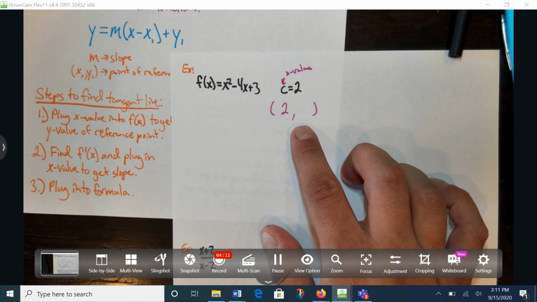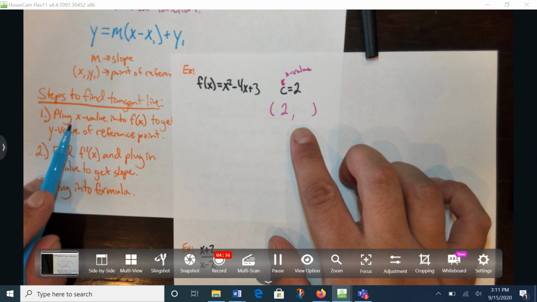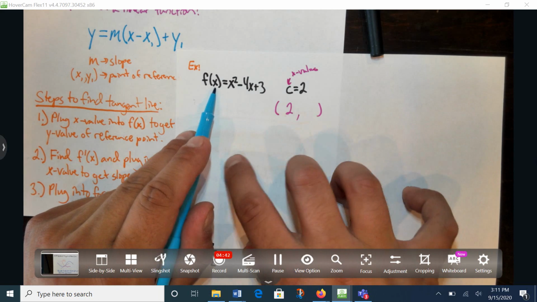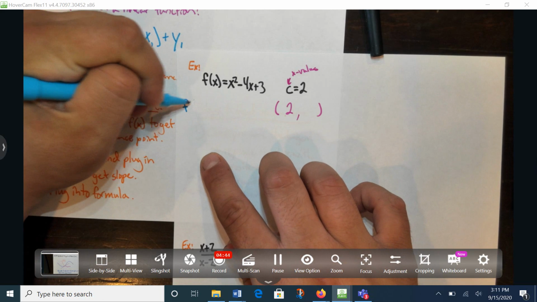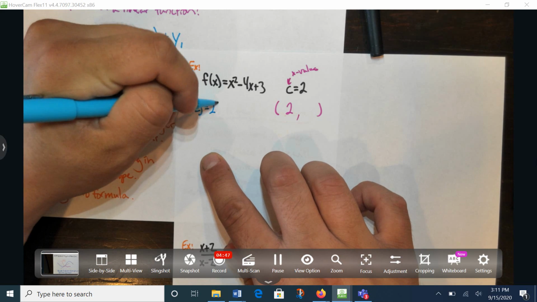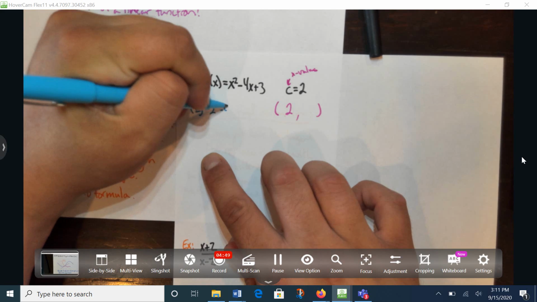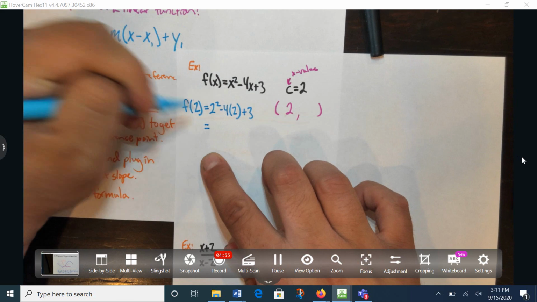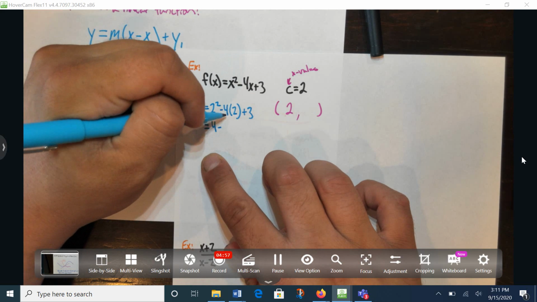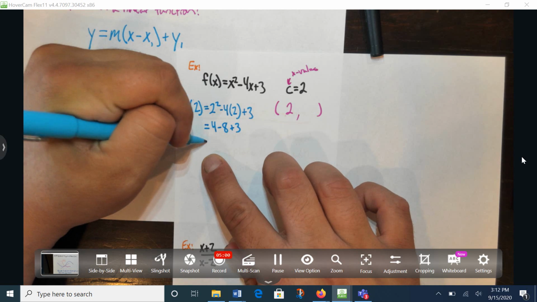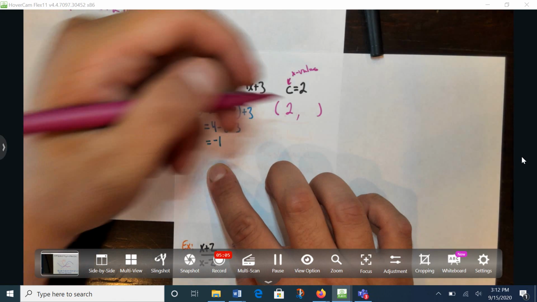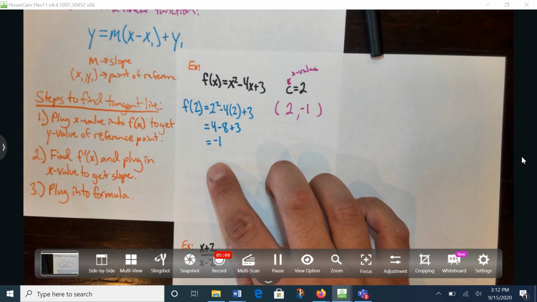Okay. So first we will plug our x value into f of x to get the y value of the reference point. So I just need to evaluate this at 2. f of 2 is equal to 2 squared minus 4 times 2 plus 3, which gives us 4, and then minus 2 times 4 is 8, plus 3. That's going to give us negative 1. So our point of reference that we're interested in is 2 comma negative 1.